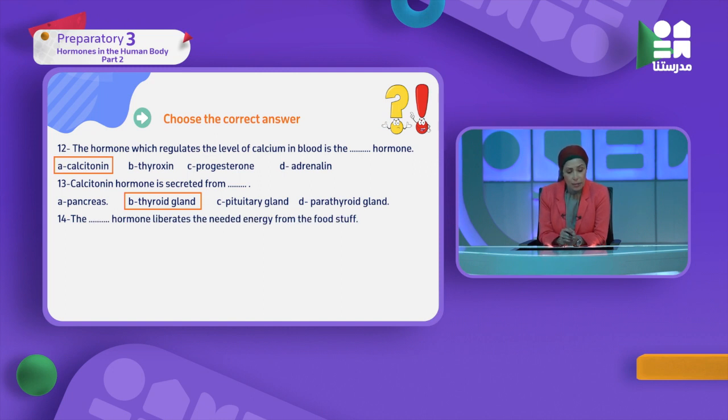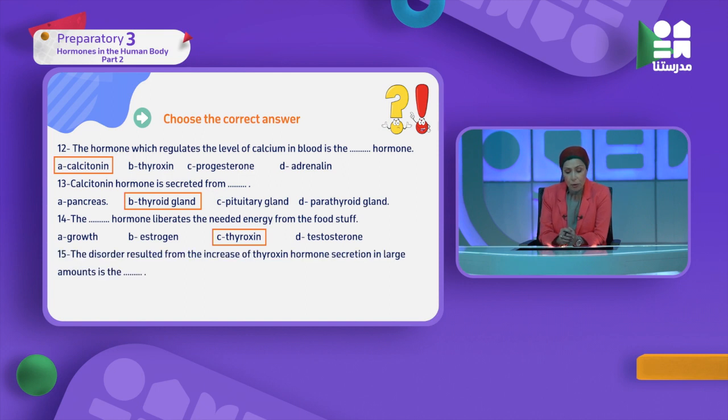The what hormones liberates the need of energy from the food stuff. مين الهرمون اللي بيدينا بيخلي الفود يطلع الانرجي اللي فيه؟ is it growth hormone, estrogen or thyroxine or testosterone hormone? Of course it's thyroxine hormone.